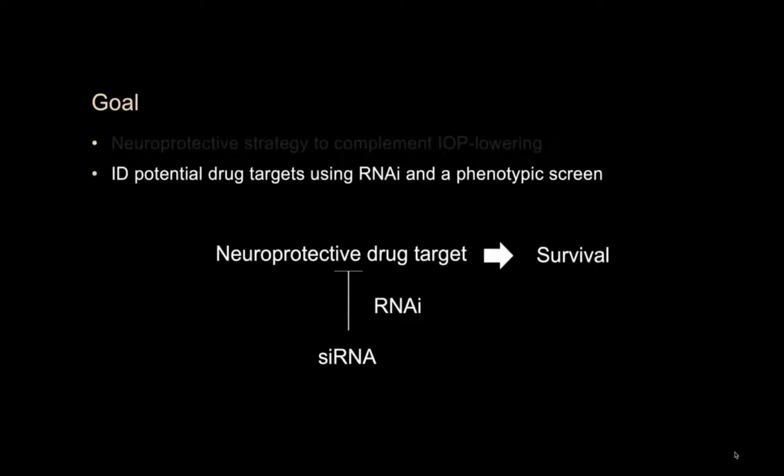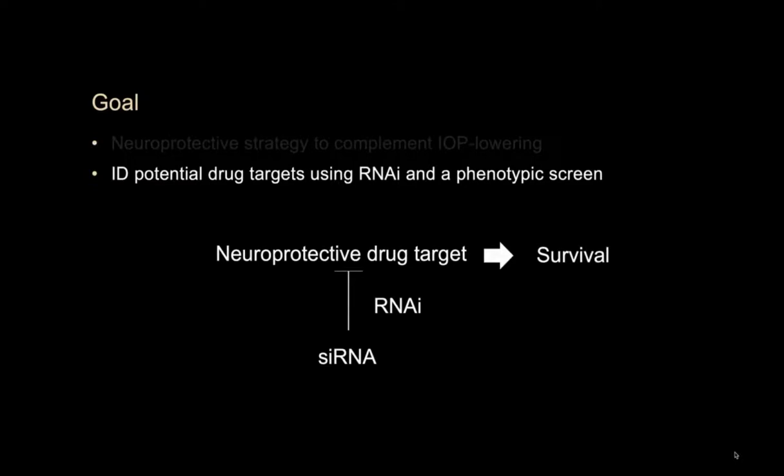So, over the years, lots of people have tried lots of neuroprotective strategies. So what we thought we might try and do is set up a comprehensive and unbiased screen of potential drug targets. We developed a phenotypic screen using primary mouse retinal ganglion cells.